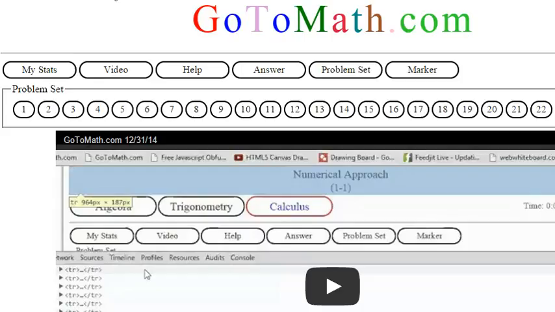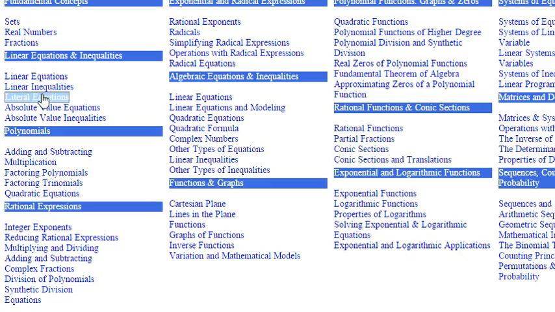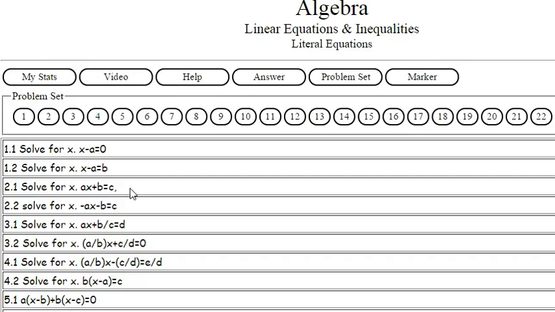Okay, we're here at go2math.com. Come up here, click Algebra. You might have noticed there's been some changes made, hopefully for the better.